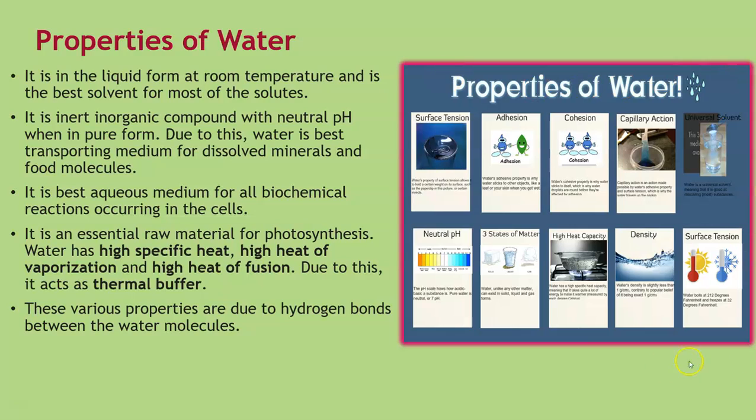If you have a look at this image here, it gives us an overall idea of the properties of water: the surface tension, the adhesion, the cohesion, the capillary action, the pH, and its state, that it can be in three different states. Here it can be in solid state, liquid state, as well as in gaseous form. Then the high heat capacity, the density of water, as well as the surface tension of water.